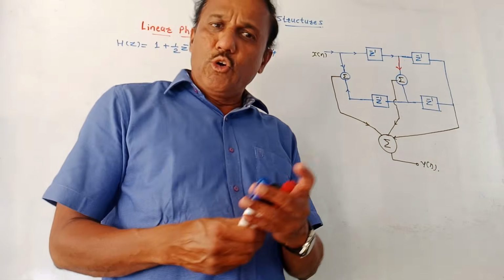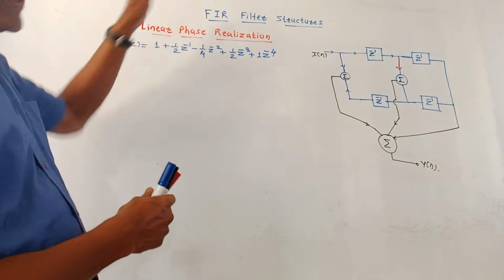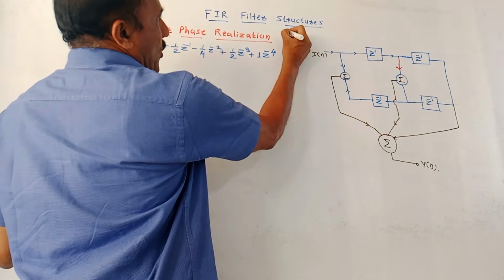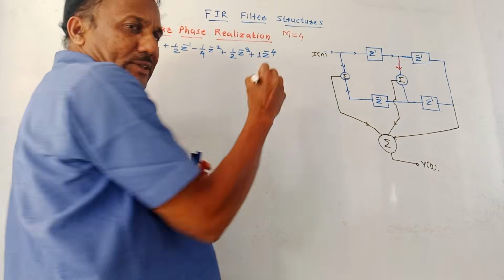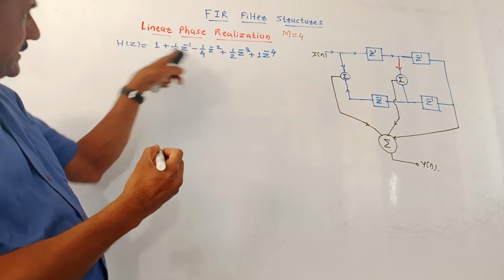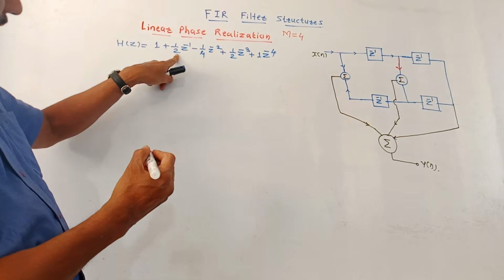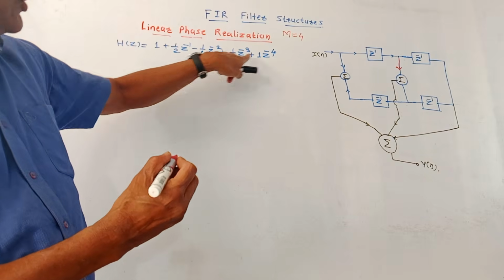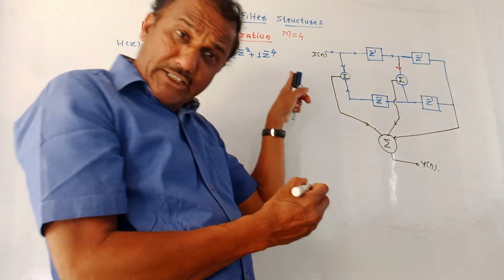Now let us solve one more numerical related to this linear phase realization. Just now we solved the numerical in which the value of m was 4. So that was for even number. Now observe this given equation. This is the given equation h of z, 1 plus 1 half z raised to minus 1 minus 1 by 4 z raised to minus 2 plus 1 half z raised to minus 3 plus 1 into z raised to minus 4.